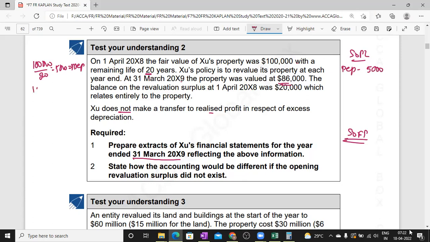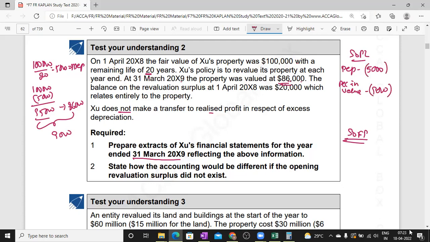Then the book value is how much? 1 lakh minus 5,000 is 95,000. This is compared with the revalued amount of 86,000. Then the amount decreases by 9,000. So that 9,000 decrease is transferred to the statement of profit and loss as decrease in value of an asset, 9,000. These are all charges, right?